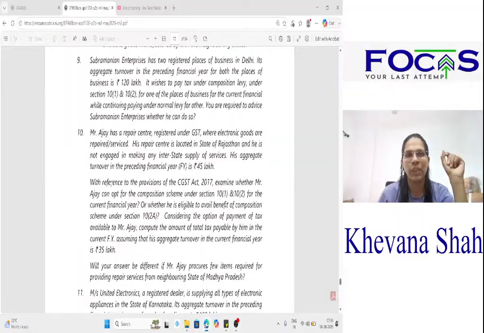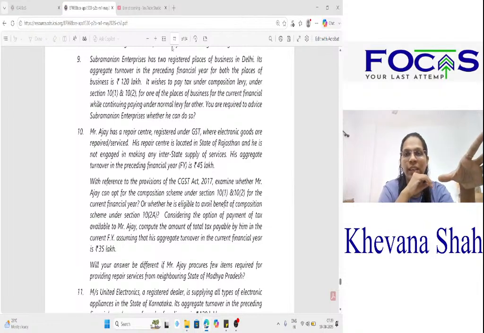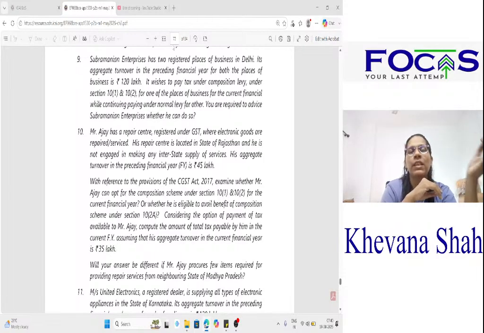Now, question number 9. Subramaniam Enterprises has two registered places of business in Delhi. Its aggregate turnover in the preceding financial year for both the places of business is 120 lakhs. So it has two registered places of business in Delhi. These two will be distinct persons, but they both have the same PAN number. Another situation they are giving us is that the turnover for the preceding financial year is 120 lakhs. It is not crossing the threshold limit of 150 lakhs. So you are eligible for your composition scheme.